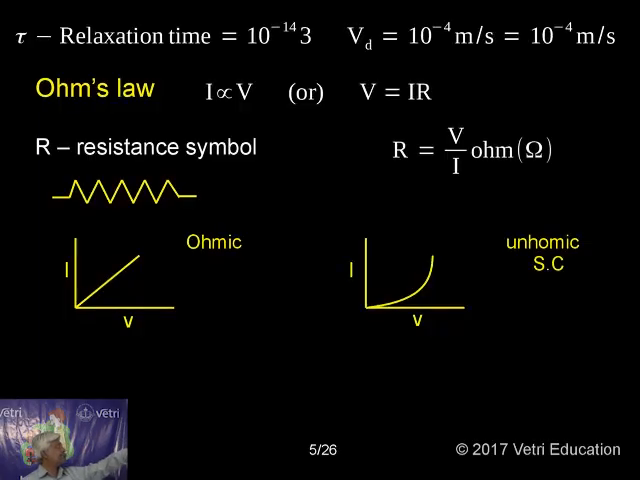So, these are all given here. Ohm's law: I proportional to V, or V is equal to IR. R is the resistance symbol. The unit of resistance is ohm. This is the ohm symbol. Be careful. This is not the symbol for resistance. So, this is the thing we know as the symbol for God, but here the ohm symbol is just like that. This is called ohm. So, you have to keep it in mind. This is the symbol for resistance. This is the symbol for ohm.